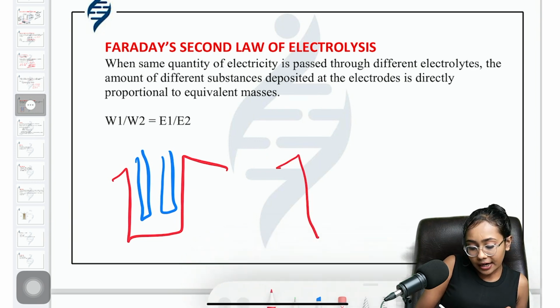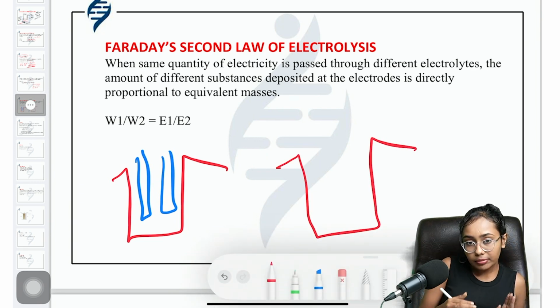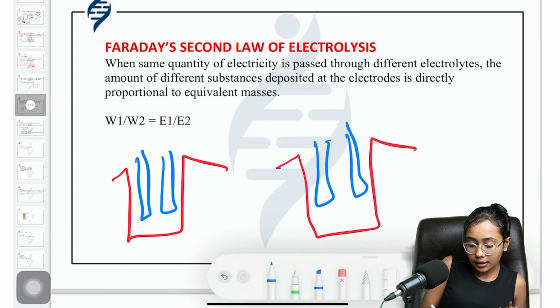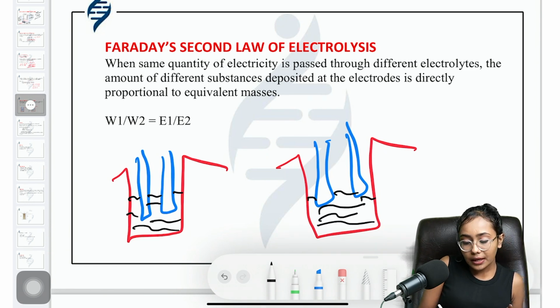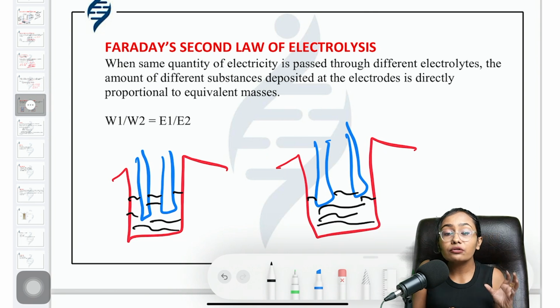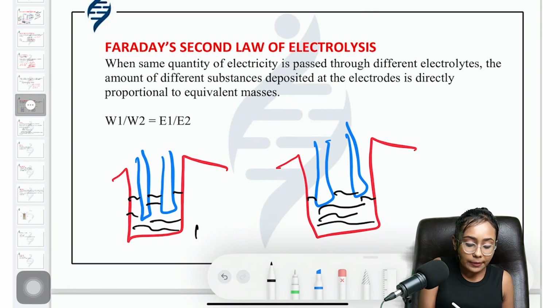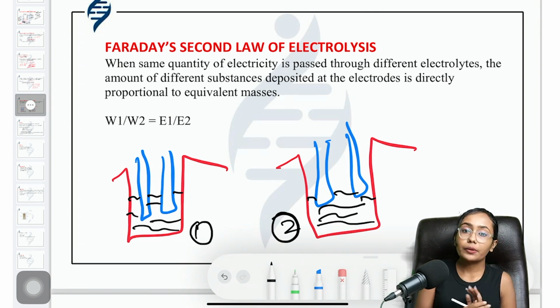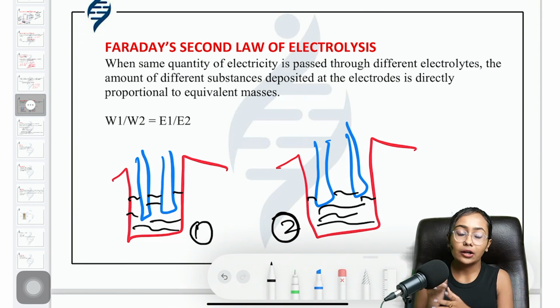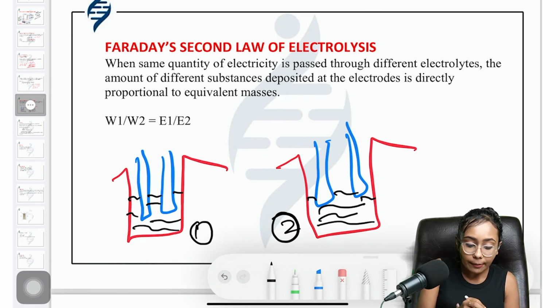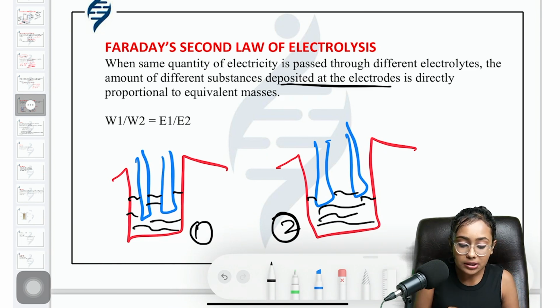On the other hand, I have the second beaker. In that beaker I have two electrodes. My solution is here, the electrolyte. Okay, so the law tells you that consider the same amount of electricity is passed through beaker 1 and beaker 2, or electrolyte 1 and electrolyte 2. The amount of different substance is deposited at the electrode.